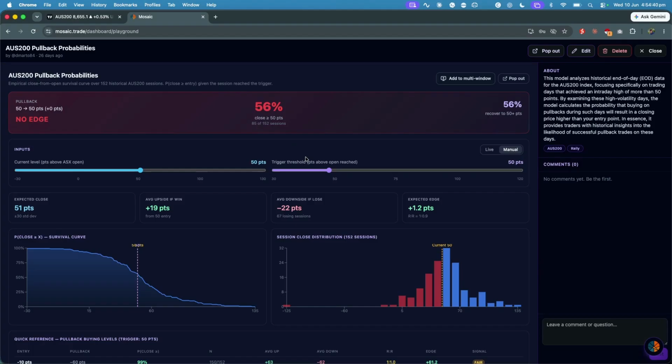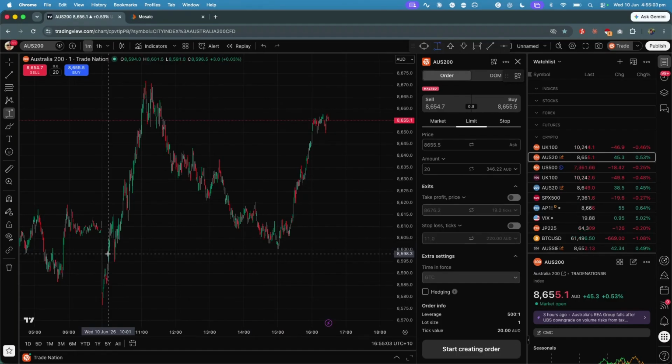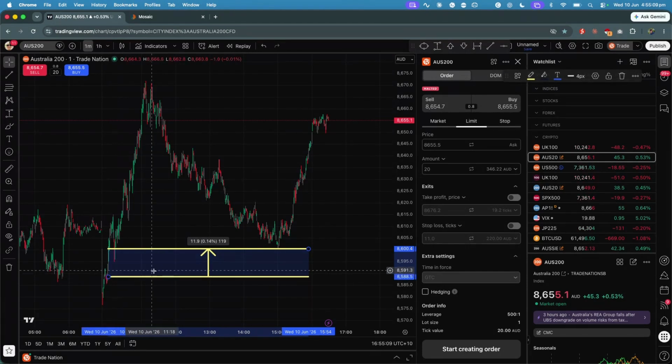But where the model becomes really powerful is during pullbacks, and that's why I built it. Okay, so today was a really good example. So if you look at it around 3 p.m, market had fallen about 70 points from the session high, and it was trading, where are we? I think it was about 12 points from memory. Maybe it was down here. 12 points, I think it was, from memory, above the open.